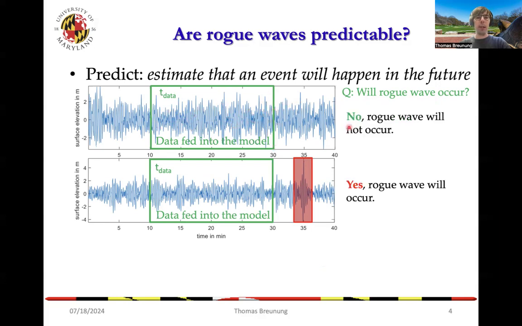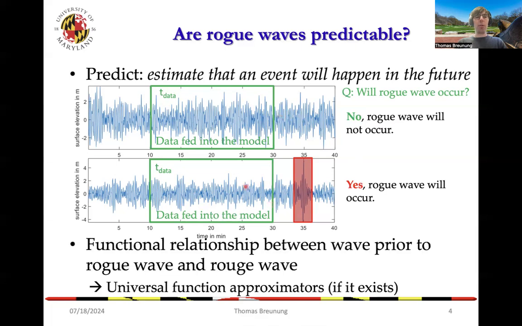For the top time series, there's no rogue wave event after the time series ended, so the answer should be no. In case of the bottom time series, the answer would be yes, because a rogue wave occurred after the end of the time series, here in the green section. So if one tries to forecast or predict those rogue waves, this implies that there is some sort of functional relationship between the waves prior to the rogue wave event and the rogue wave.